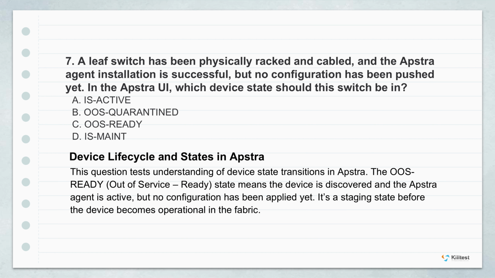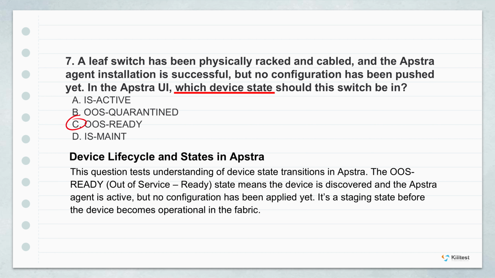Day-to-day life cycle. Let's say a new leaf switch arrives. We rack it, cable it according to the rack type plan, and we get the Apstra agent installed and talking back to the controller. But we haven't actually pushed the real config yet, the one that makes it part of the working network. What status should we see for that switch in Apstra? That's a specific and important state. Yeah. Out of service ready, or OOS ready.